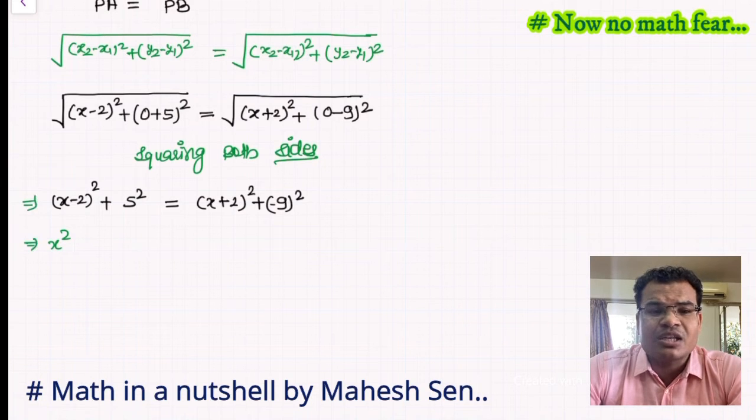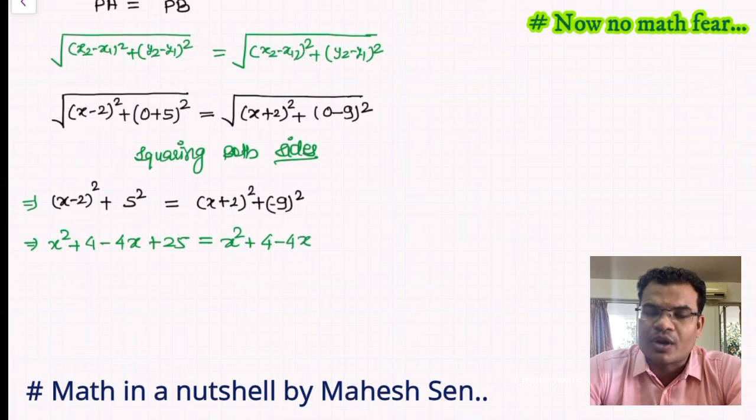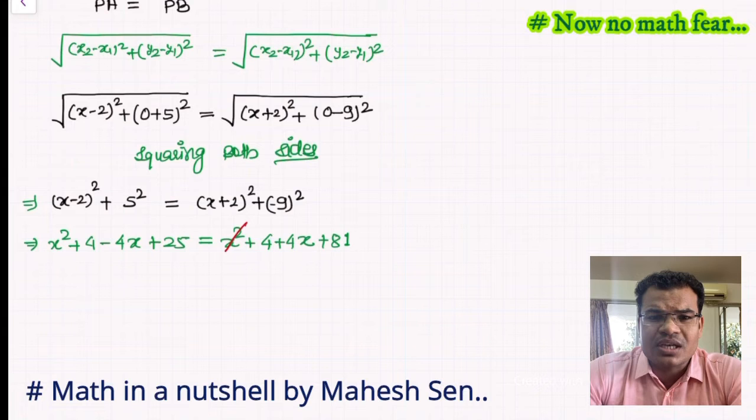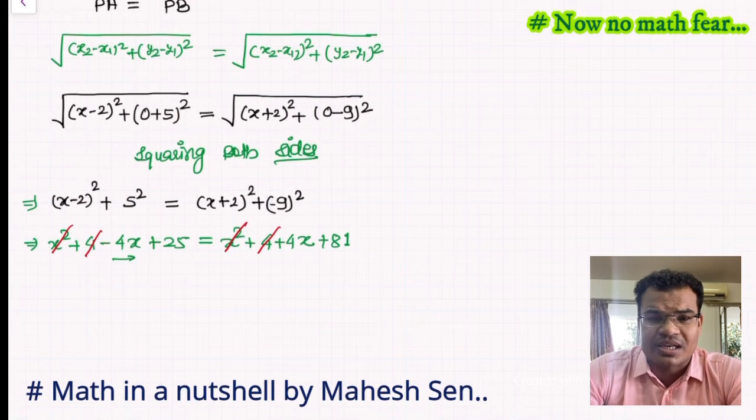I will apply the (a minus b) whole square formula in the left hand side: a square plus b square minus 2ab, that is x square plus 4 minus 4x plus 5 square, which is 25, is equal to x square plus 4 plus 4x, because I am applying (a plus b) whole square here, plus (minus 9) square, which is 81. You can see on both sides the same terms, x square and x square cancel, 4 and 4 cancel. Minus 4x will go to the right and 81 will go to the left hand side, because we are writing the like terms together.